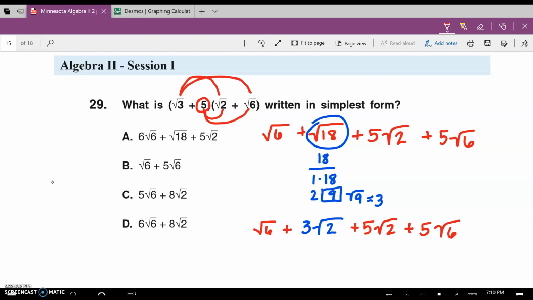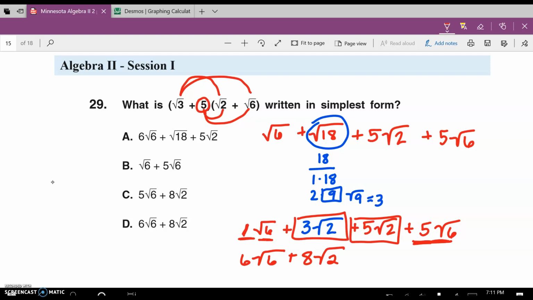And remember to add and subtract, which in this case we're all adding. They have to have the same number underneath. So here we have a 6, and here we have a 6. So this is understood to be a 1, so I have 1 plus 5, which is 6. And then I have 3 plus 5, which is 8. And the number underneath the radical stays the same. So that is answer choice D.